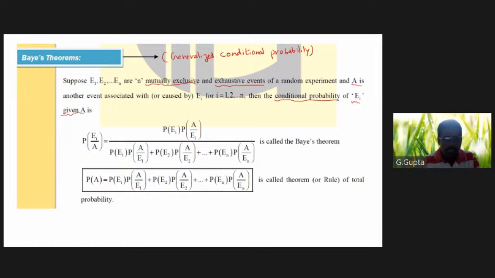What is all total cases? In numerator, only one of the E1, E2, En. But in denominator, all total. That is, the total denominator is a sample space. Probability of E1 into probability of A given E1 plus probability of E2 into probability of A given E2, so on, probability of En into probability of A given En is called Bayes theorem. And only the denominator in this Bayes theorem, which is denoted by probability of event A, is called theorem of total probability or rule of total probability. So you will understand well after doing one example. Some mathematical definitions are very tough to understand without example.